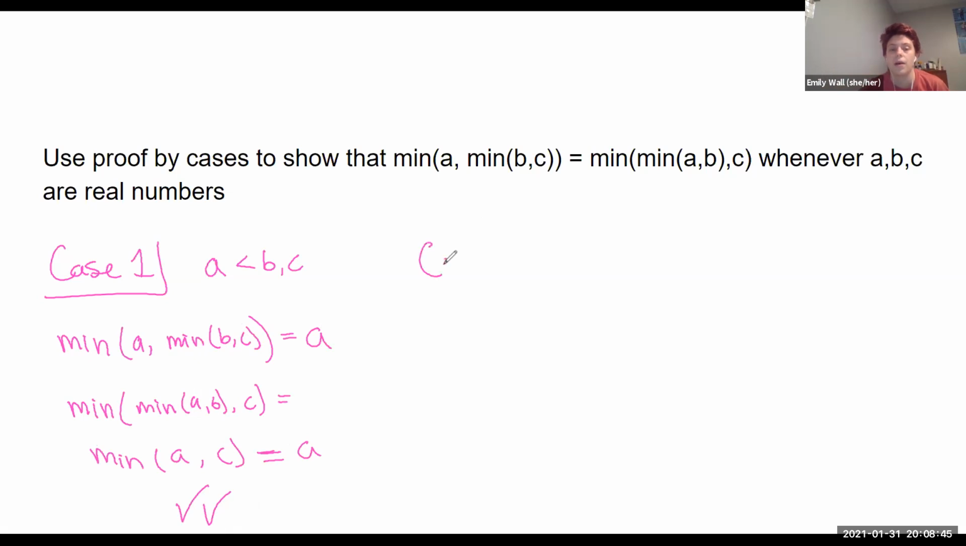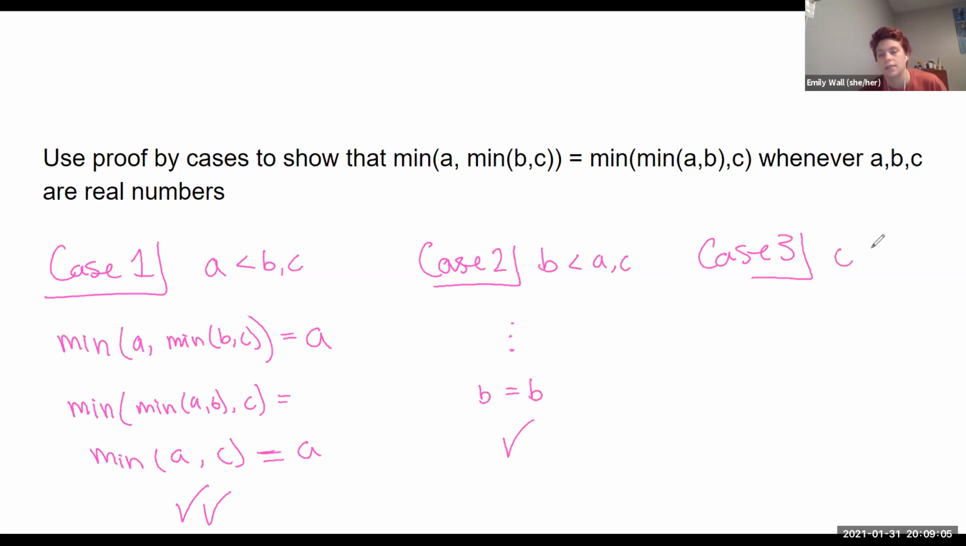Okay, what about case 2? What other case might I need? Well, I need B is the smallest. And then I'll do very similar looking work and get that both sides equal B. And case 3 is that C is the smallest, same deal, and it'll work out.